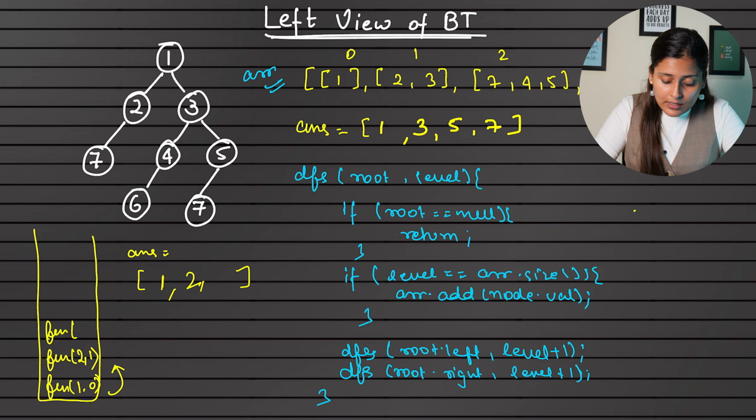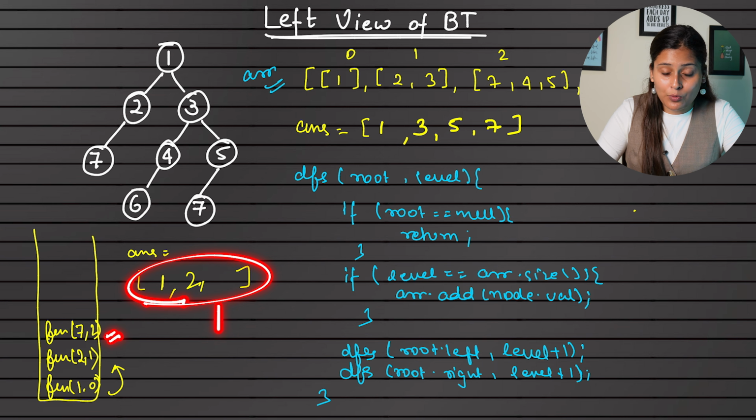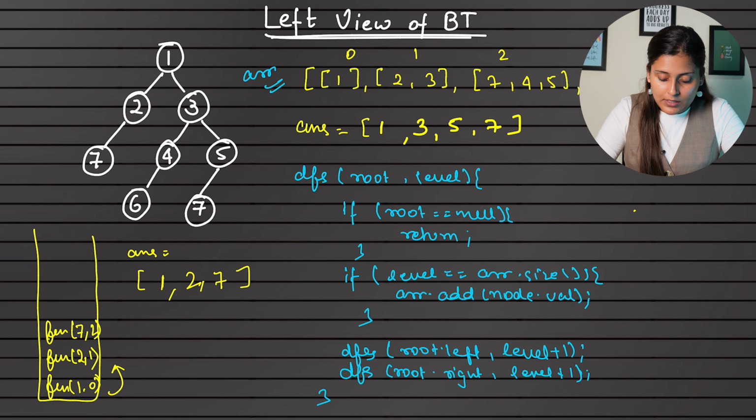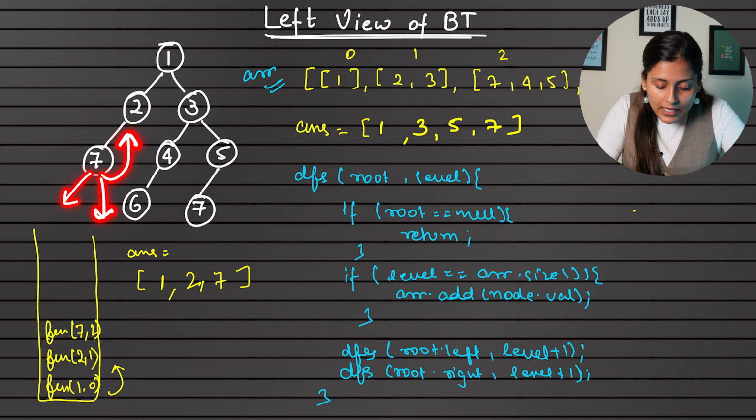Now we go to the left child, which is 7, with level 2. Again we check: size is 2, level is 2, meaning here we want one more sublist, but instead of the sublist we insert the value 7. Now you will be thinking that we have inserted 1, 2, 7, so we can insert 3 also, no? No, it won't happen. Why? Because 7's left and right are not present, so it will return.